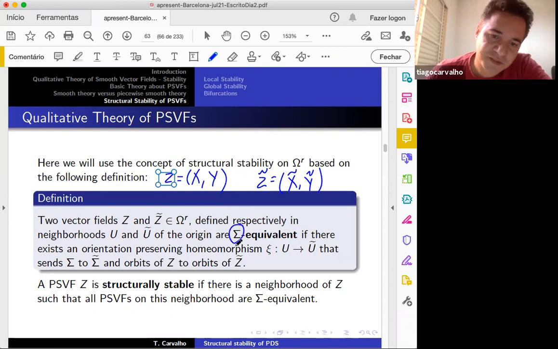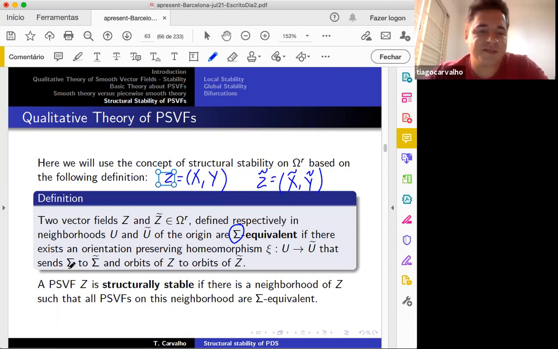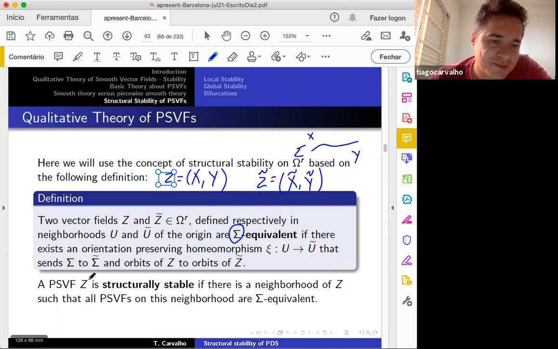if there is an orientation preserving homeomorphism that sends orbits of Z to orbits of Z tilde, but also sends the set sigma to the set sigma tilde, where sigma is the switching manifold, the separating manifold here. A piecewise smooth vector field Z is structurally stable if there is a neighborhood of it such that all piecewise smooth vector fields in this neighborhood are sigma equivalent.